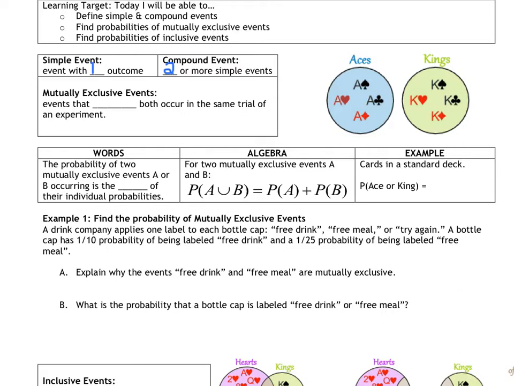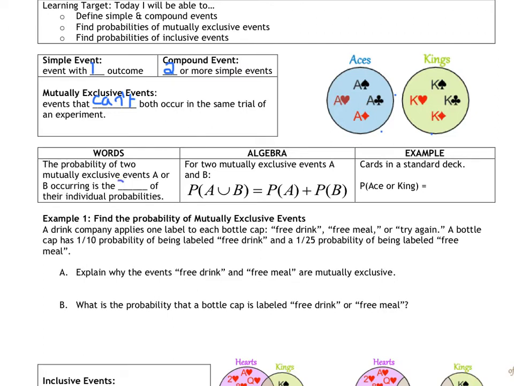like flipping a coin and getting heads or tails. It's either going to land on heads or it's going to land on tails. It's where two events can't occur at the same time. So if you look at this little Venn diagram, we have aces and kings. All the aces are aces, all the kings are kings. You're never going to have anything that overlaps in the middle, like there's no such thing as the king of aces or anything like that. So these two are mutually exclusive events.